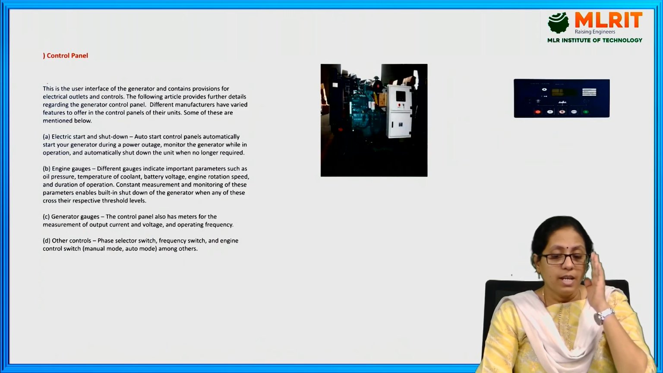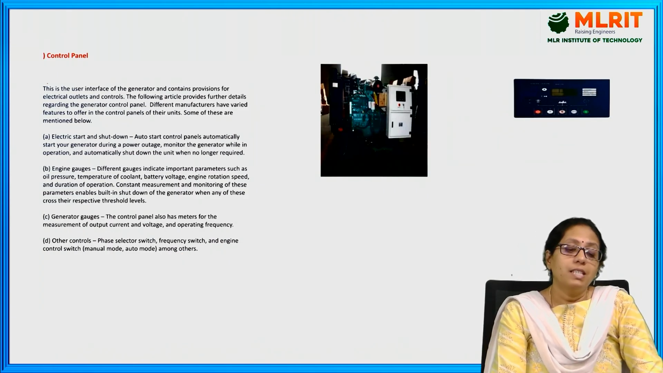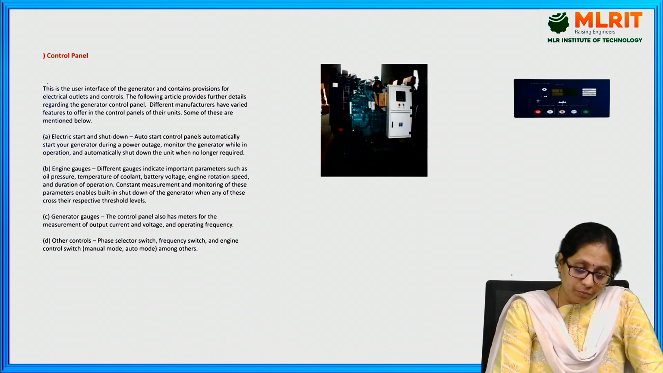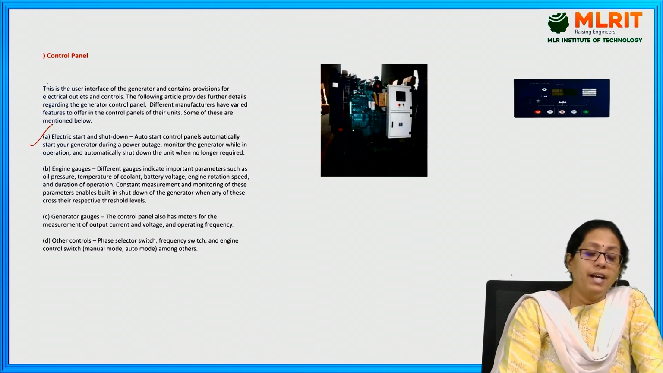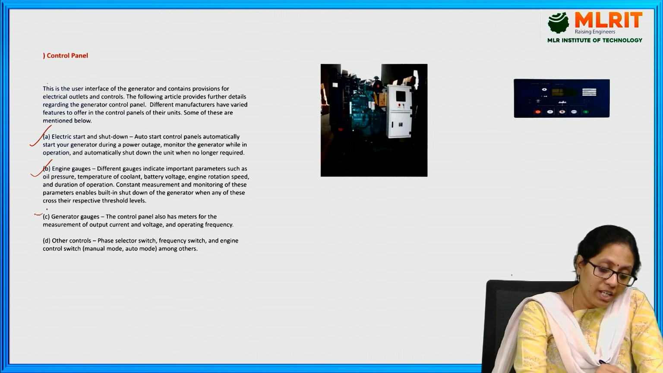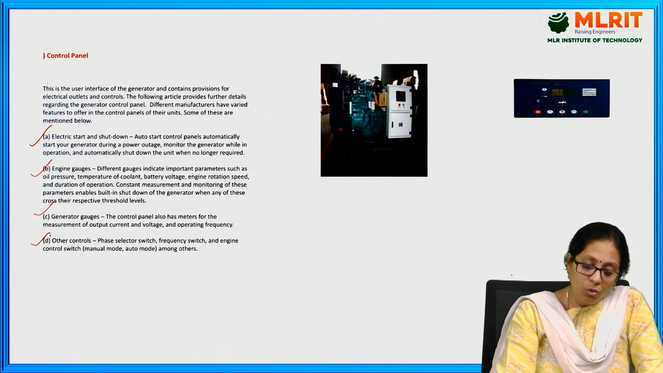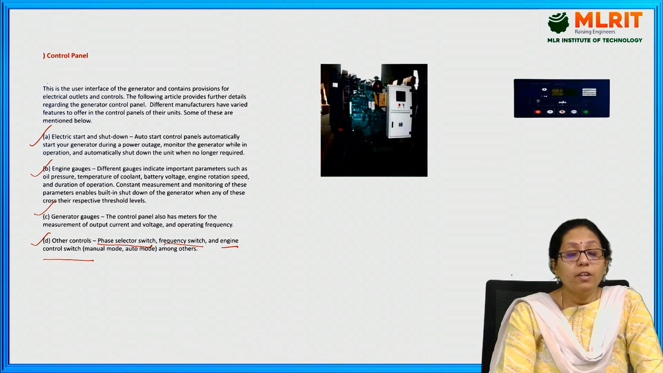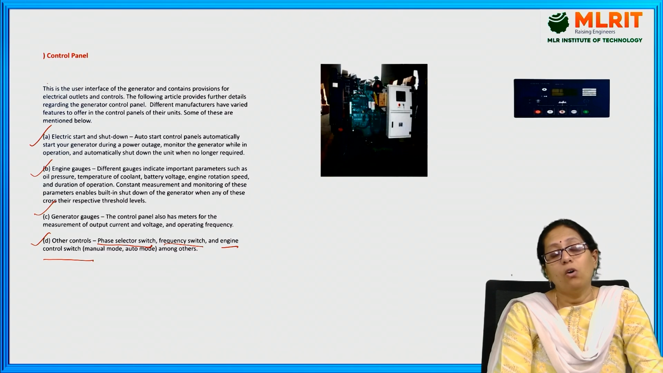Next one is the control panel. This is the user interface of a generator and contains provisions for electrical outlets as well as for the different controls: the electrical start and electrical shutdown, the engine gauges as well as the generator gauges, and other controls like the phase selector switch, frequency switch, and engine control switch. So there may be different types of switches which are used to control the different parts of a generator.